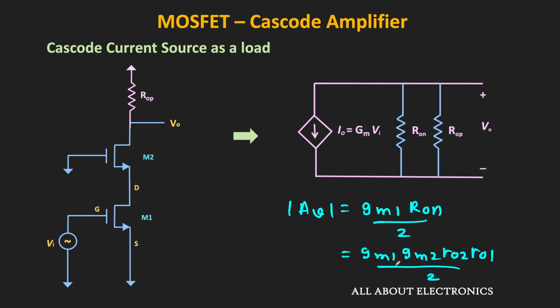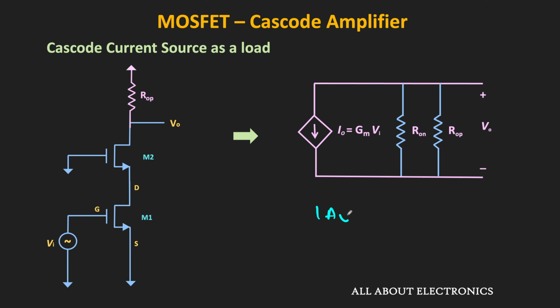Now if gm1 and gm2 are equal and R02 and R01 are equal, then the overall voltage gain will be equal to gm times R0 whole square divided by 2, which is significantly higher than the gain of the common source amplifier with the active load. So using this cascode amplifier along with the cascode current source, the voltage gain can be improved significantly.